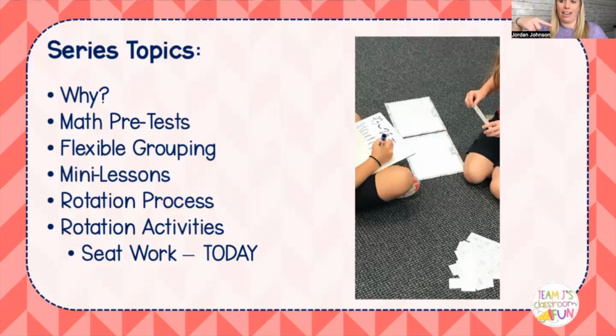If you missed some of the past videos, here's what they're on. If you want to, feel free to go back and check them out. In the first video, I talked about why I switched to math rotations. Then I went to math pretests and how to create those. Then how to use those pretests to create flexible groups. Then how I run mini lessons and the rotation process. The last video I talked about the first part of rotations, which happens to be teacher time, so I gave ideas for what you could do for that. And today we're going to talk about seat work.